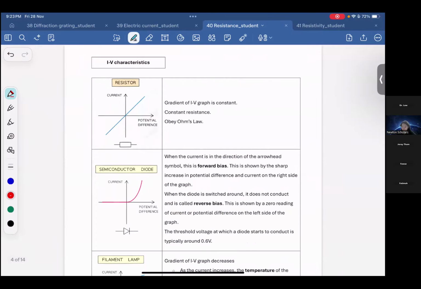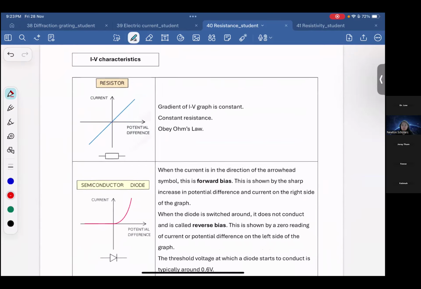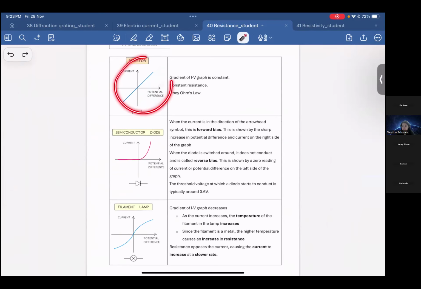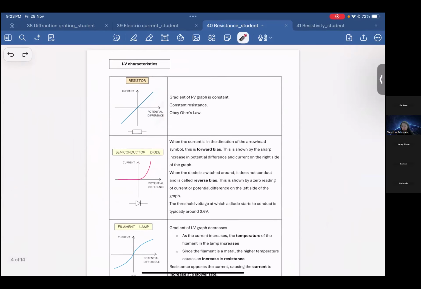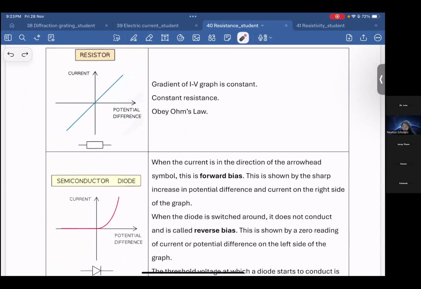Okay, let's go. IV characteristic. The first one, a straight line passing through origin. This follows Ohm's law, so this is an ohmic conductor. These two are non-ohmic conductors. In Year 11 we learned ohmic conductors must follow Ohm's law. Ohm's law said I and V are directly proportional. If we find a constant gradient, then it is a constant resistor. The resistance won't be changed.